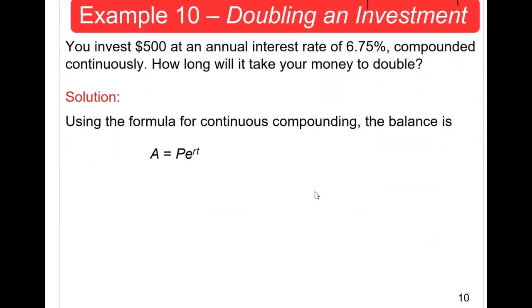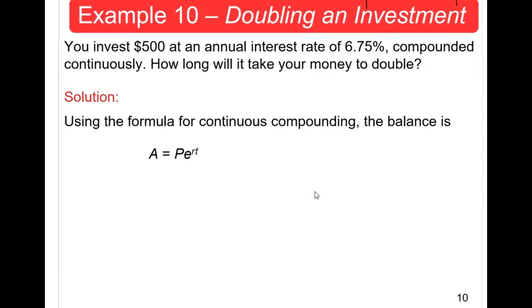So example 10, it says you invest $500 at an annual interest rate of 6.75%, and it is compounded continuously. How long will it take for your money to double? So the question is how long? So the question is, what is time equal to?